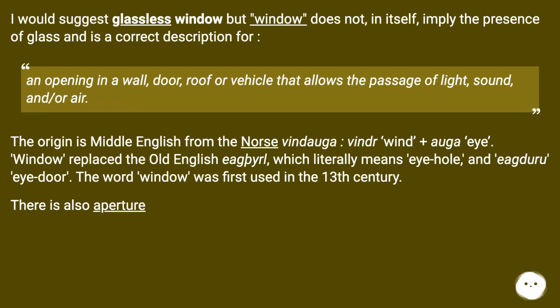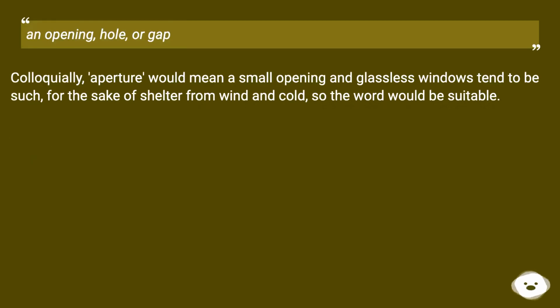The origin is Middle English from the Norse vindauga, vindr wind plus auga eye. Window replaced the Old English eagþyrl, which literally means eye hole, and eagduru. The word window was first used in the 13th century. There is also aperture. An opening, hole, or gap. Colloquially, aperture would mean a small opening, and glassless windows tend to be such, for the sake of shelter from wind and cold, so the word would be suitable.